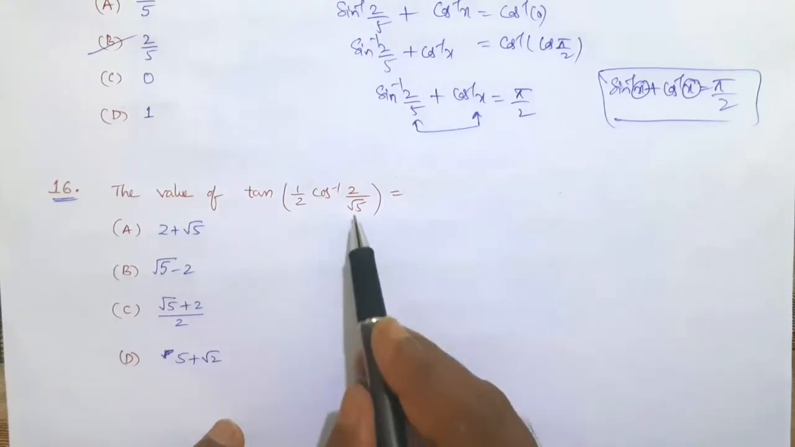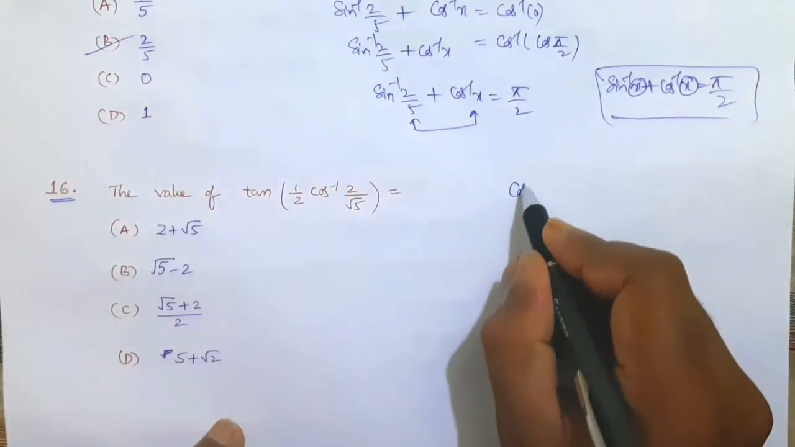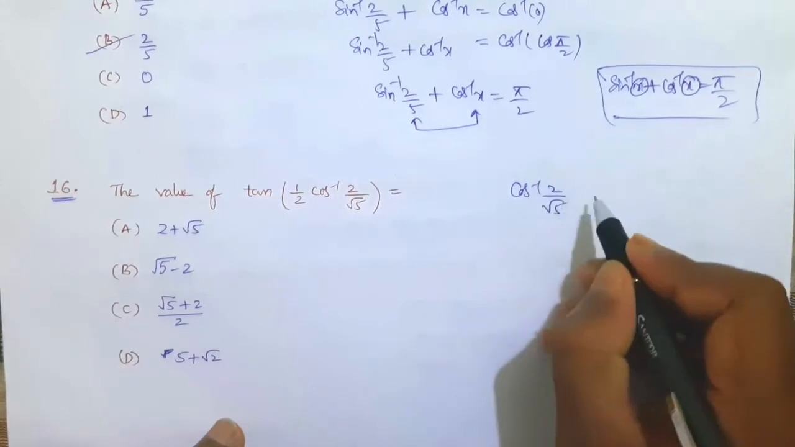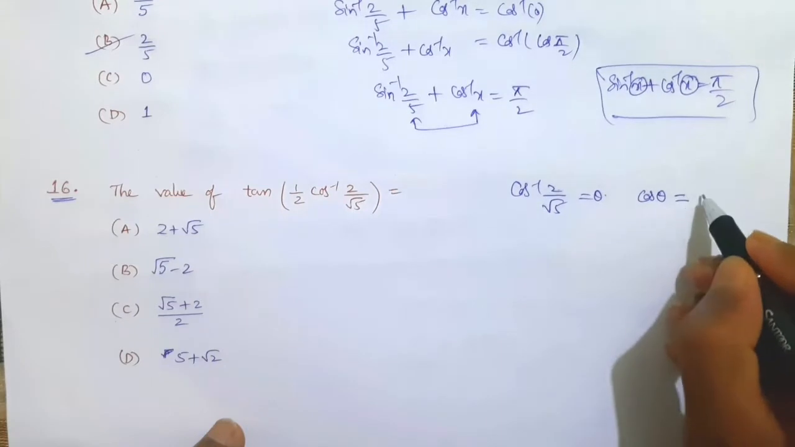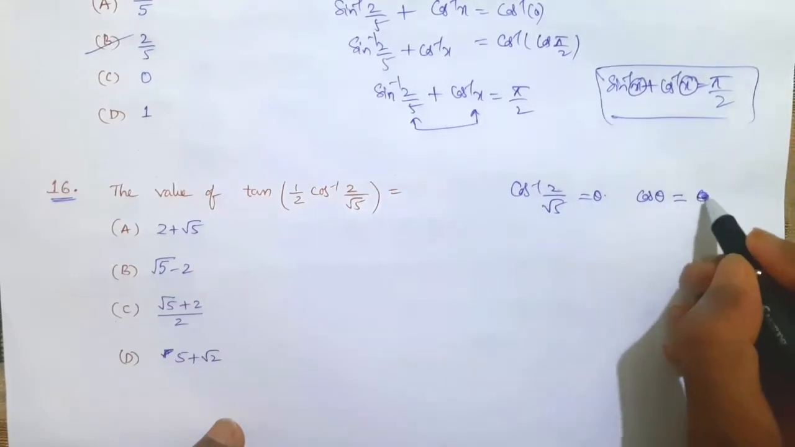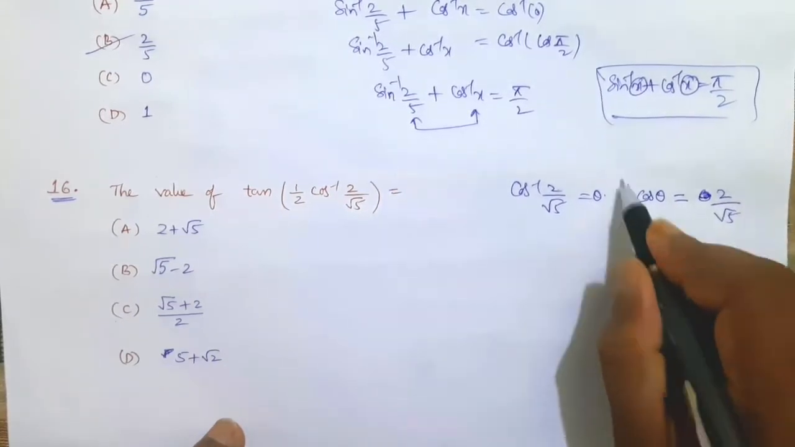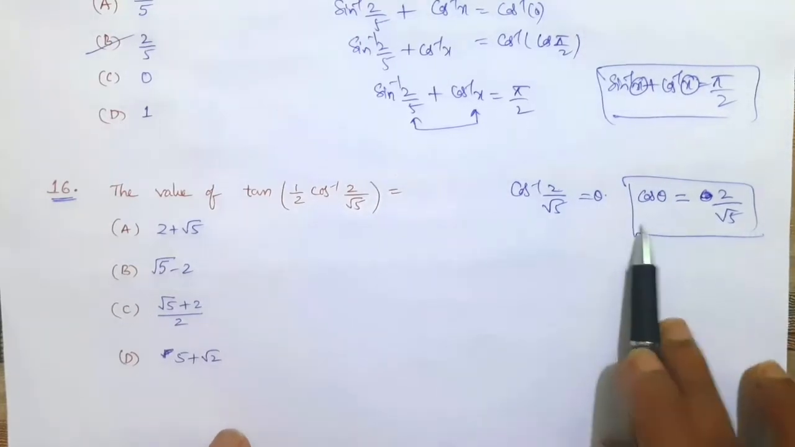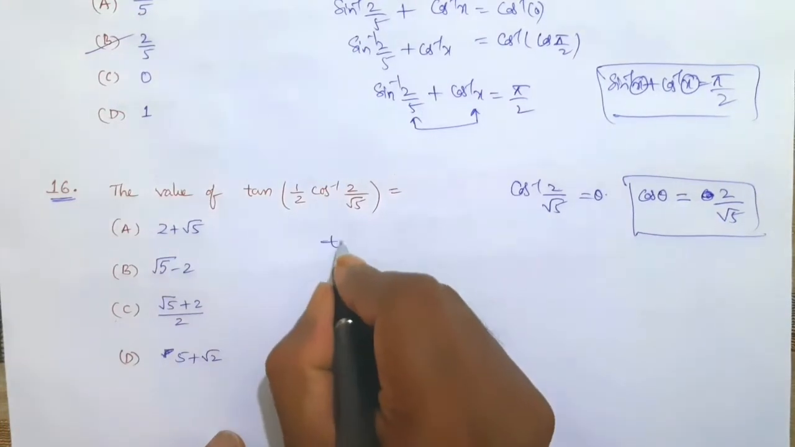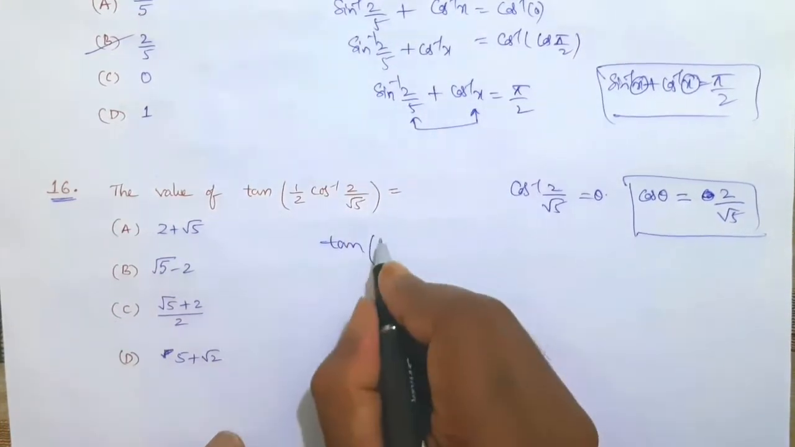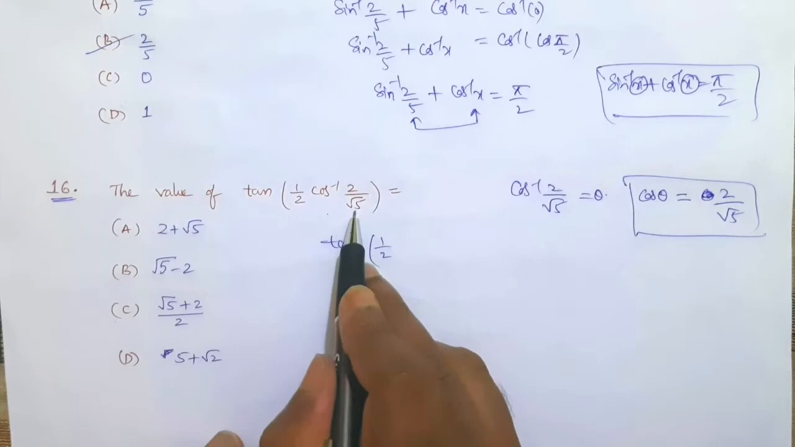So consider the function cos inverse of 2 by root 5 equal to some theta. Then cos theta is equal to 2 by root 5. After consideration we got cos theta equal to 2 by root 5. If you substitute this, what will we get? Tan of 1 by 2 into cos inverse of 2 by root 5.